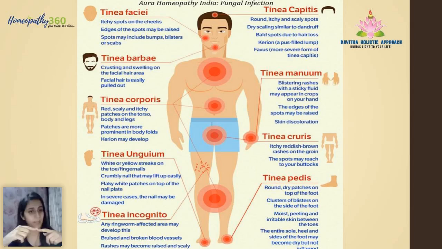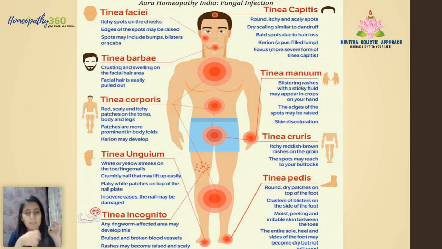Then tinea unguum, as you all know, very commonly seen, onychomycosis. The yellowish streaks may be present inside or under the fingernails. Then the nails may be crumbled up, and white patches may be there, or nails may even be damaged. So in such cases, it is termed as tinea unguum, and the very good remedy for tinea unguum, which I have seen in my practice, is Antim crude. It works great.